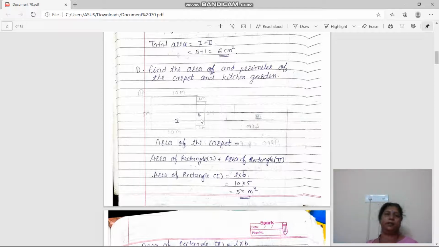Right. So area of carpet is equal to, it is the total figure. Area of carpet means area of total figure. So area of total figure means area of first rectangle plus area of second rectangle. Right? So area of first rectangle is equal to 10 multiplied by 5. So 10 is its length and 5 is its breadth. So 10 multiplied by 5 we get 50 meter square. Right? Next.